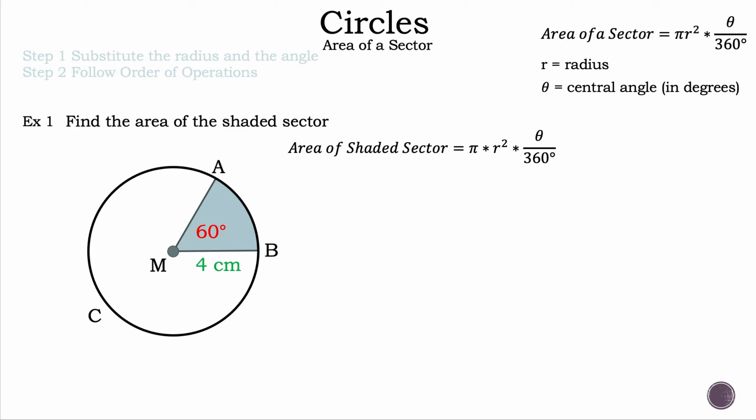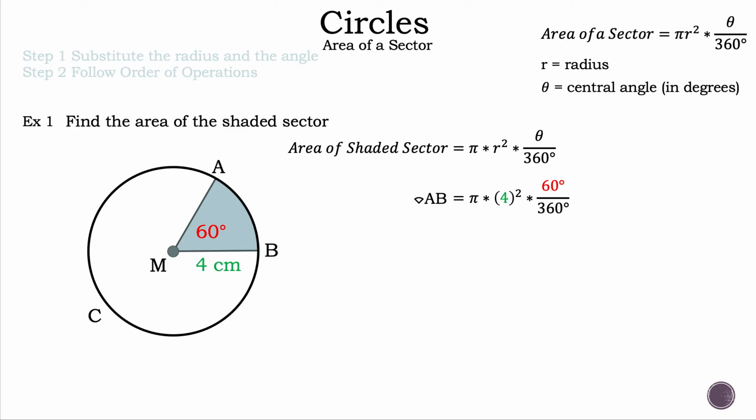Now let's take a look at the circle. They gave us two measurements, 60 degrees and 4 centimeters. That 60 degrees is the central angle, and that 4 centimeters is the radius because the line above it starts from the center and goes to the edge. Now we can go ahead and substitute those two numbers into the formula, and now we have sector AB is equal to pi times 4 squared times 60 degrees divided by 360 degrees.